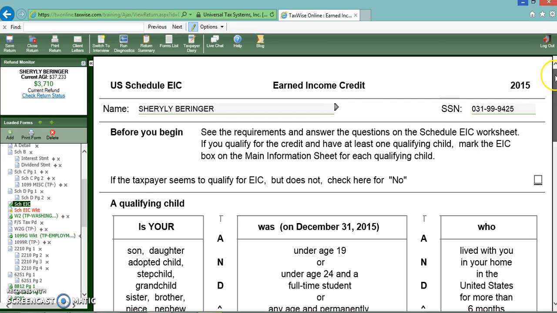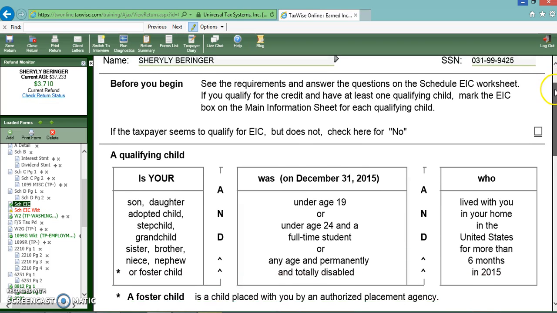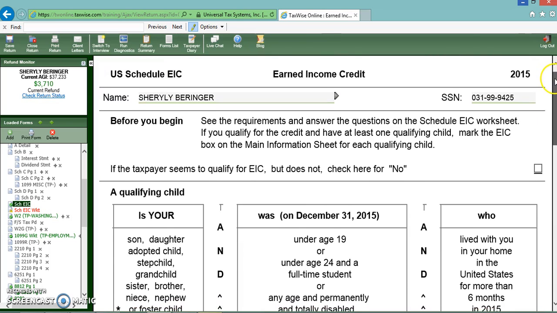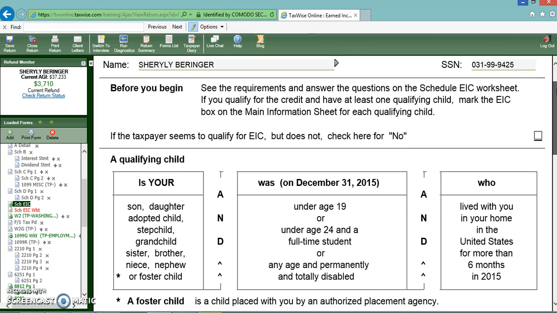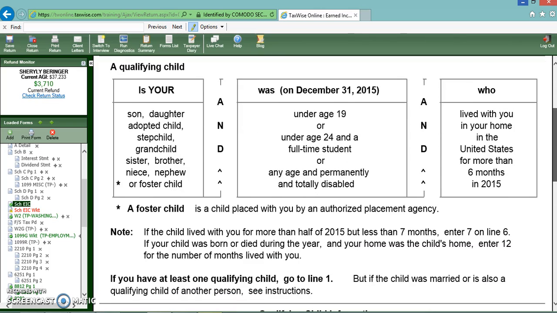The worksheets, this is very important that this is done correctly, so you have to make sure you read it properly and you ask the taxpayer the questions that are needed to fill this out.